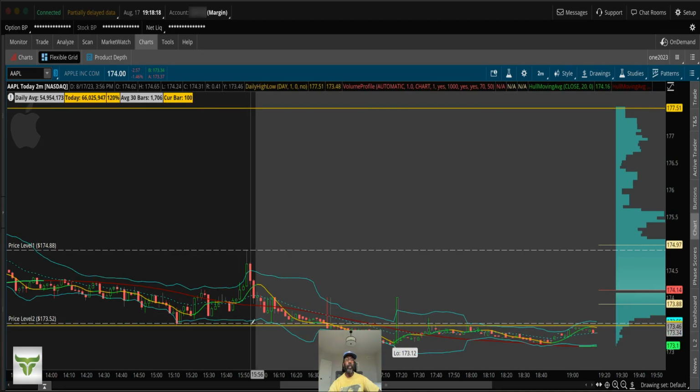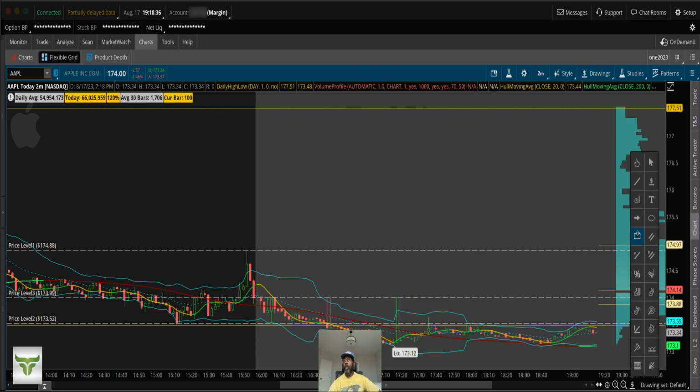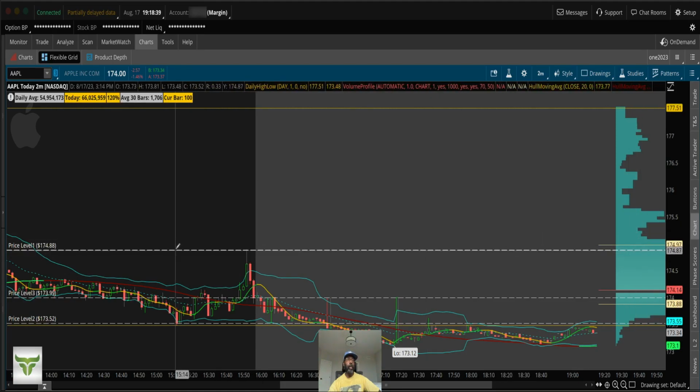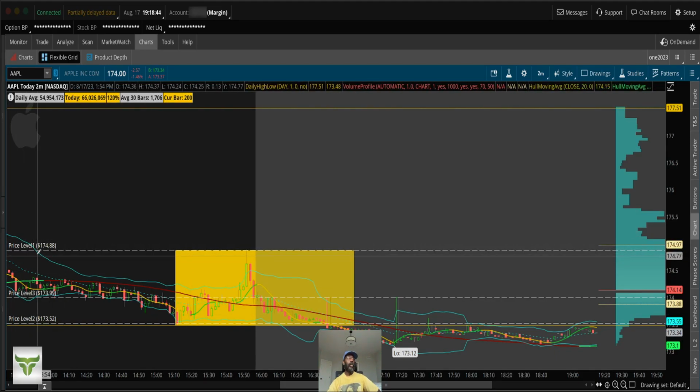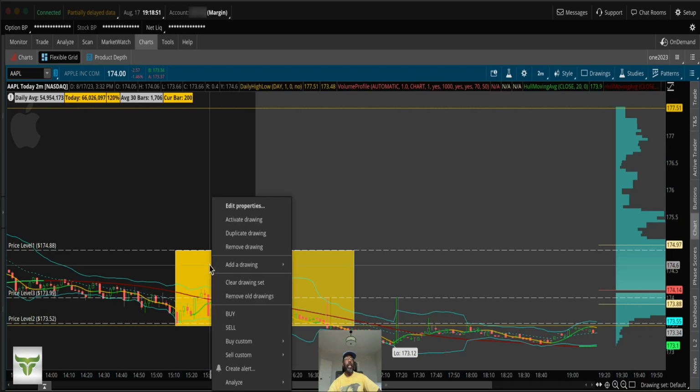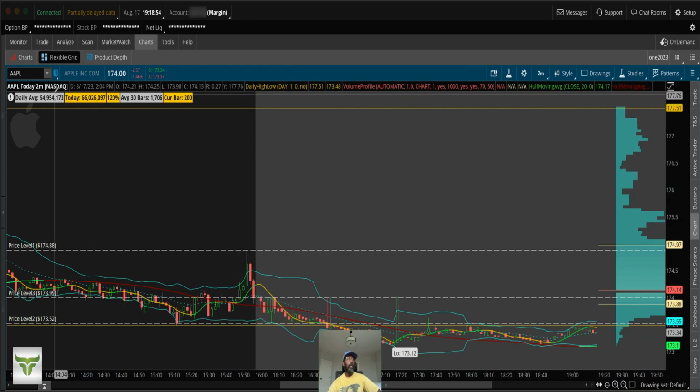I don't have to draw. I can just do it off the low of the yellow. And the close, 174 even. There's the box. I'll draw it for you. There's the box. Levels 174.88, 173.99, 173.52. That is Apple. Let's remove the drawing.